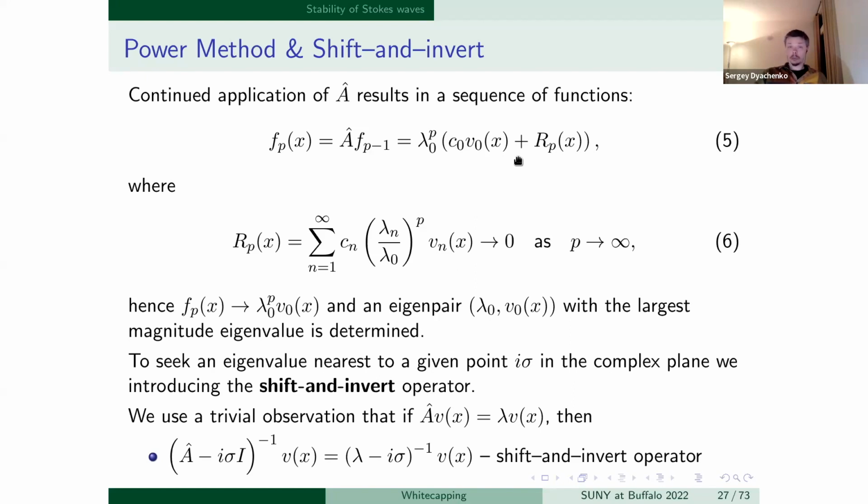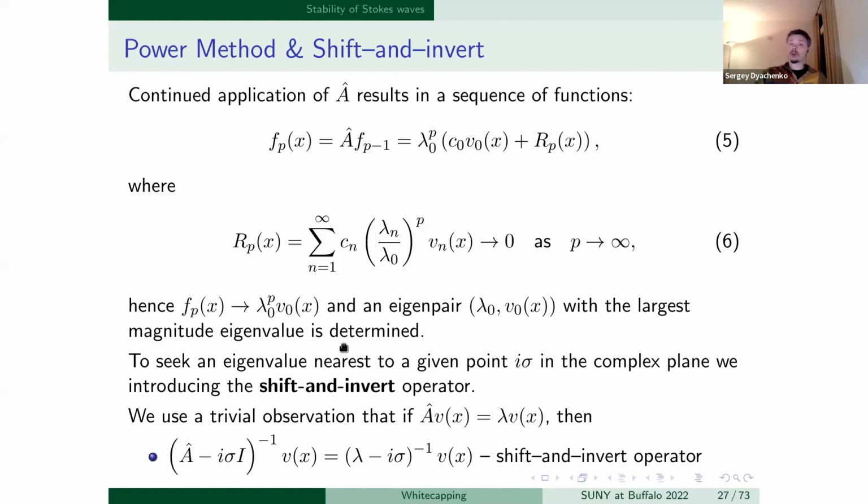If it becomes negligible, then you just throw it out and you say that your fp approaches lambda naught raised to the power p times the eigenfunction associated with lambda naught. So you found an eigenpair corresponding to eigenvalue lambda naught and eigenfunction V0 of x. And the cool thing is you never needed to form the matrix of this operator. The caveat, though, is that you only found the largest magnitude eigenvalue, but this can be changed if you introduce the so-called shift-and-invert operator.